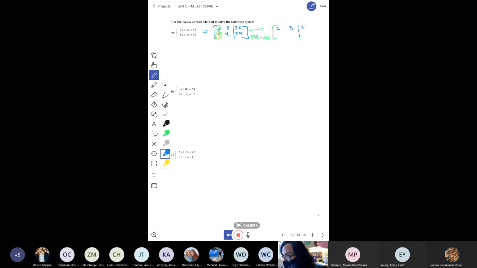What is this first element in row 2? 0. What is the second one? 5 times 3 minus 2 times 4 is what? Yes. And the last element in the second row? No.